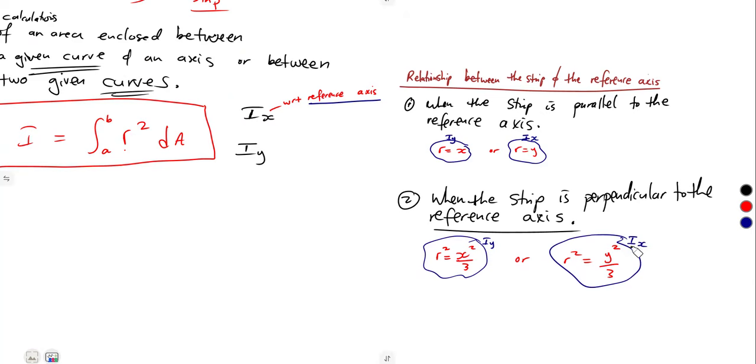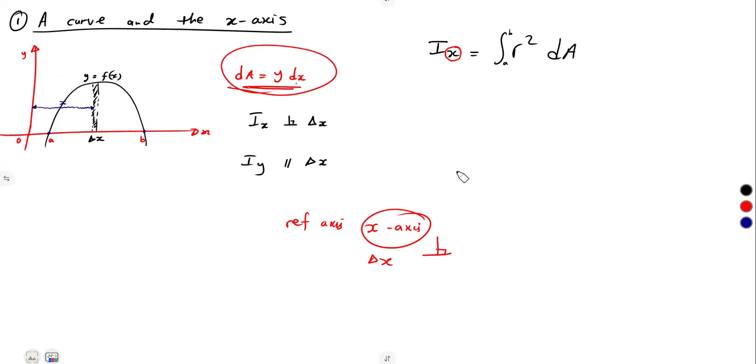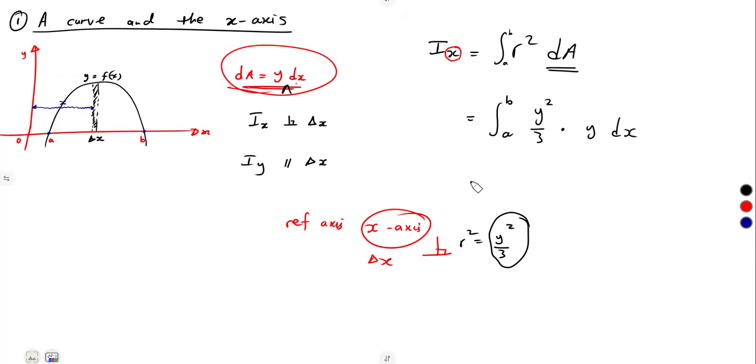So in our case, since we are calculating the second moment of area with respect to x, our r squared is equal to y squared over 3. We saw where this was taken from. So I want you to formulate the formula here. What is your r squared? Y squared over 3, times the dA for the strip. For the strip, it's y dx. So that is where those formulas are being taken from.